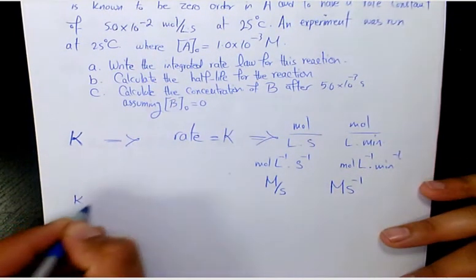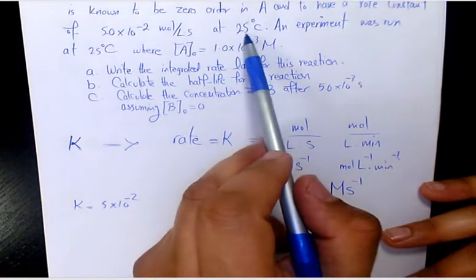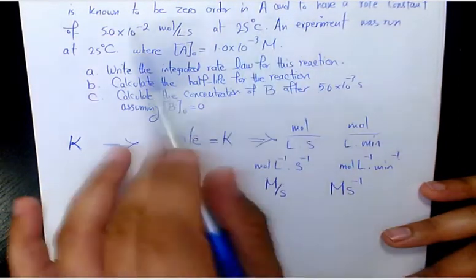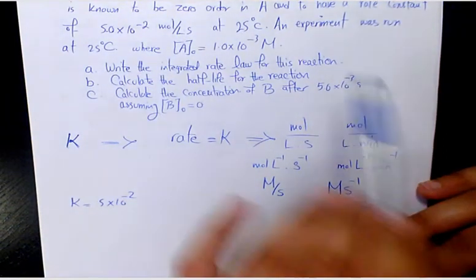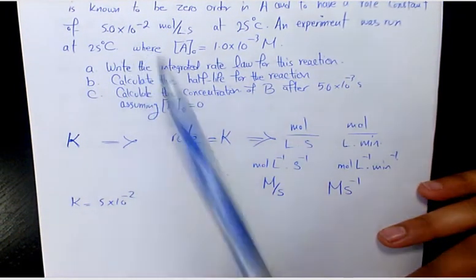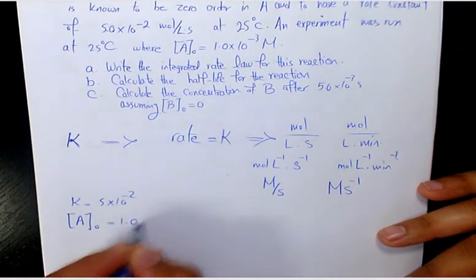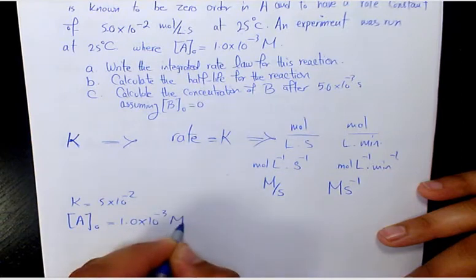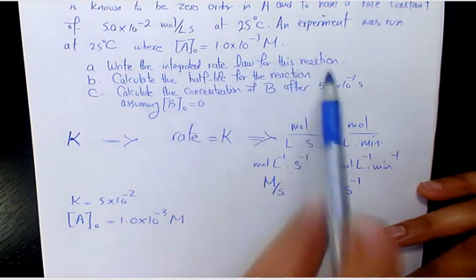So K is 5 times 10 to the power of -2 at 25 degrees. As I said earlier, with different temperatures, you're going to get different values for K. An experiment was run at 25 degrees where initial concentration is 1.0 times 10 to the power of -3 molar. Write the integrated rate law for this reaction.